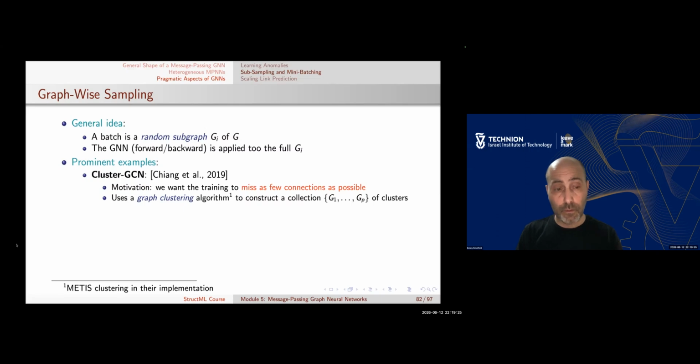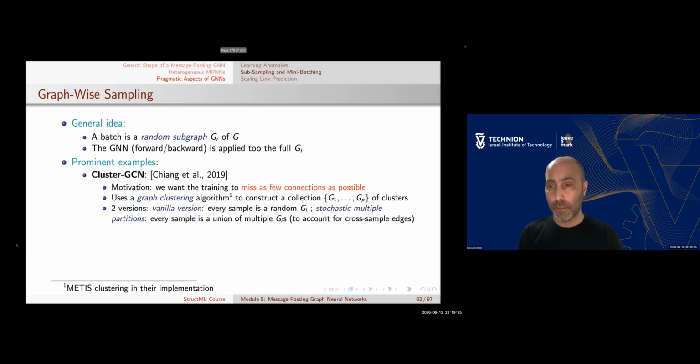That's exactly what we do in graph clustering algorithms. So their idea is to use a standard graph clustering algorithm. Here they use Metis, and that's your basis for the batches. Okay, and they tried two techniques. In one, every such cluster is the batch. So they choose a random cluster, and that's going to be our batch, or a mini batch.